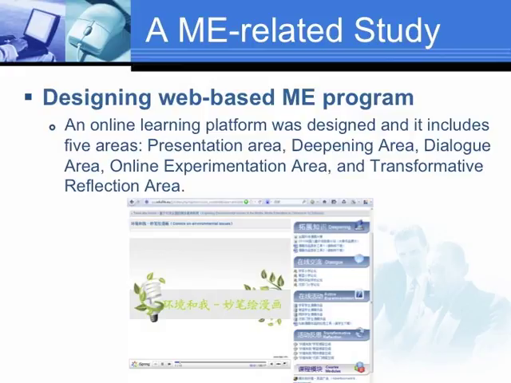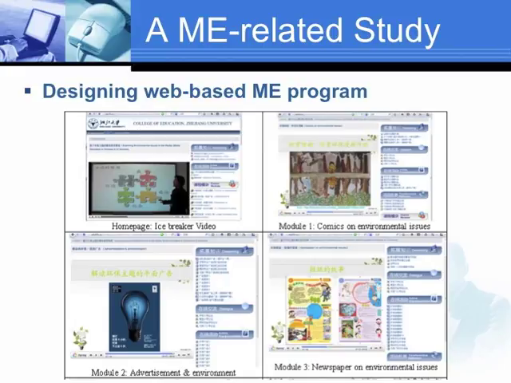And another area we call the online experimentation area. Students need to do some activities. Some are done alone, some in groups, so they need to do some work to finish one module. And the last area is the transformative reflection area. Actually, it is a blogging area. Students can use this area to reflect on what they learned in each module. And here there's a layout of each module, and also a layout of the chatting room, and the places where they put their assignments.